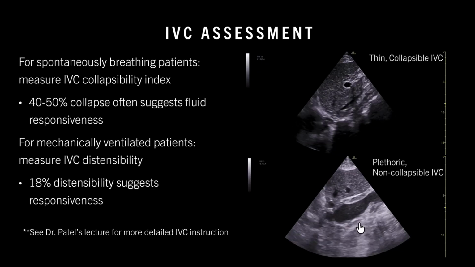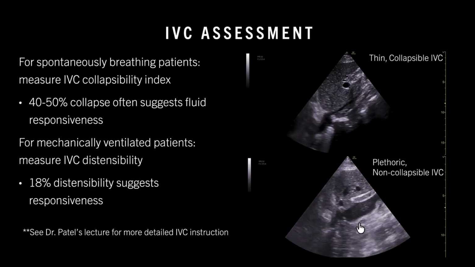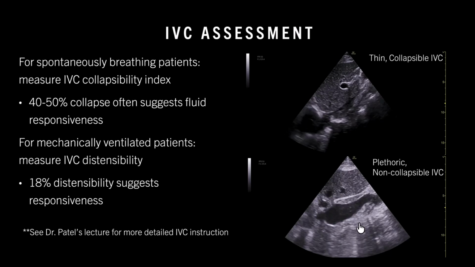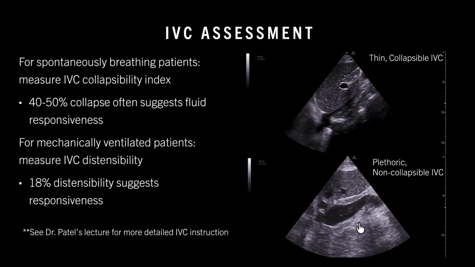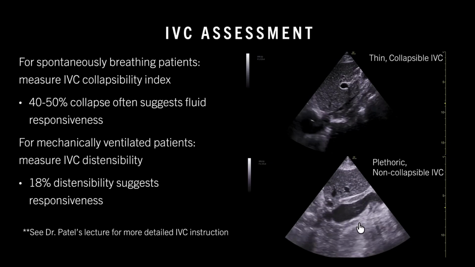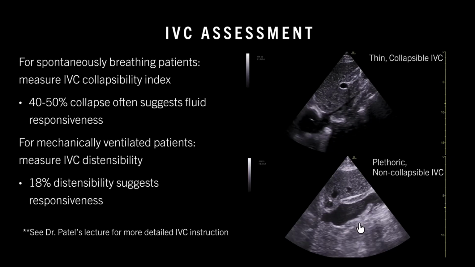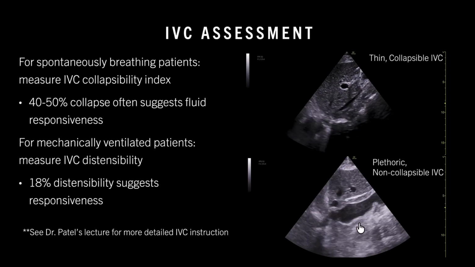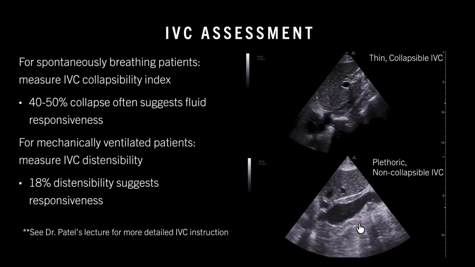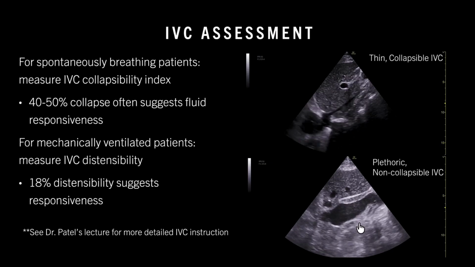In spontaneously breathing patients, we measure collapsibility. Around 40 to 50% collapse suggests potential fluid responsiveness. Whereas in mechanically ventilated patients, we more often measure distensibility, and an 18% distensibility is commonly used as a threshold. But remember, IVC measurements are affected by abdominal pressure, RV dysfunction, obesity, ventilator settings, vasoactive medications. So again, IVC is really being used as a contextual tool, not a decision maker.